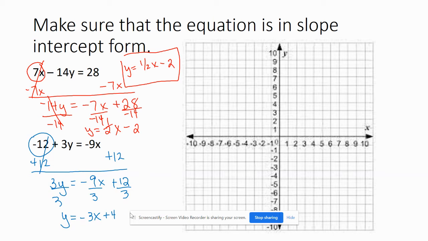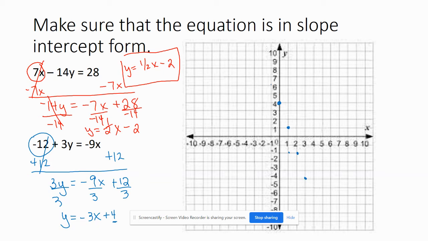Now let's graph these. Here my y-intercept is 4, right? So let's go to 4. 1, 2, 3, 4 right here. My slope is negative 3, so I should go down 3. 1, 2, 3, and to the right 1. This is a negative slope, right? 1, 2, 3, right 1. So it should look something like this.